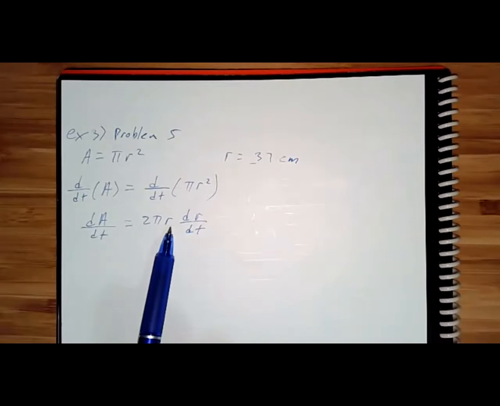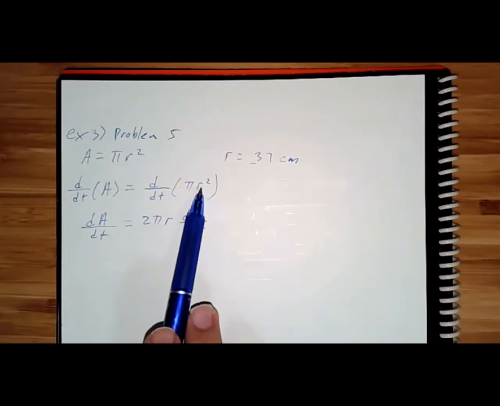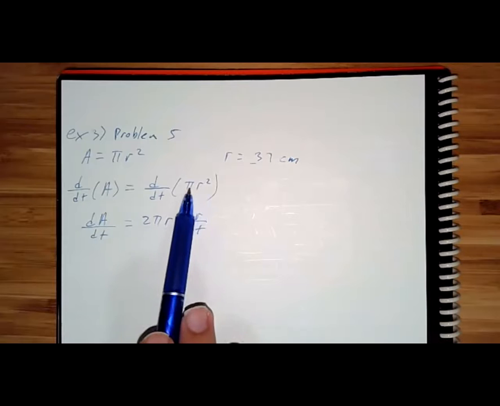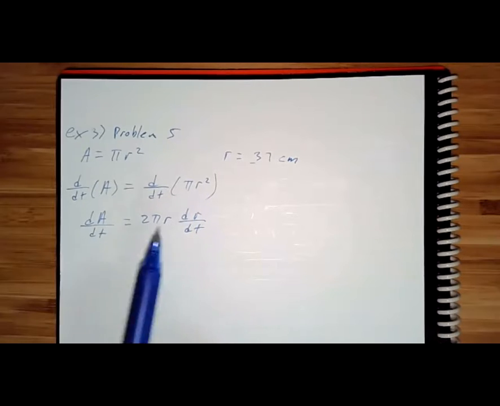It just says dr because it was the radius, right? Because this is the variable, the only one that was not constant, because pi is a number. And then the A multiplied by the dt just becomes dA dt.